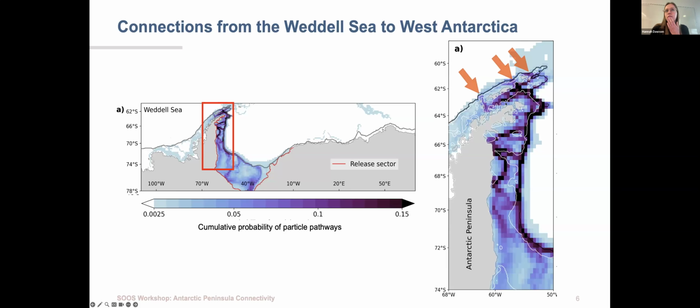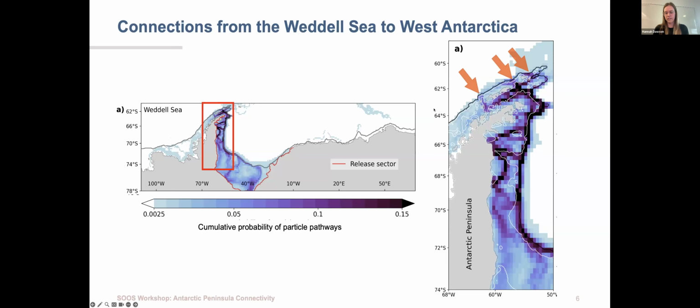The particles entering the Bransfield Strait, many of them turning right at the end, or turning northwards, I guess I should say, exiting at this orange arrow here, and also at these two other locations. So the vast majority of the waters that are sort of originating on the Weddell Sea in this model are leaving the shelf at these three locations. But as I mentioned, we do have this weak extension that heads towards the Bellingshausen Sea and continues on into the Amundsen.